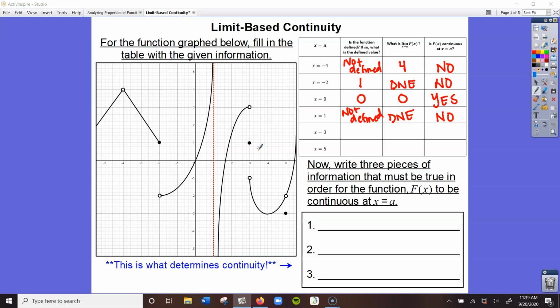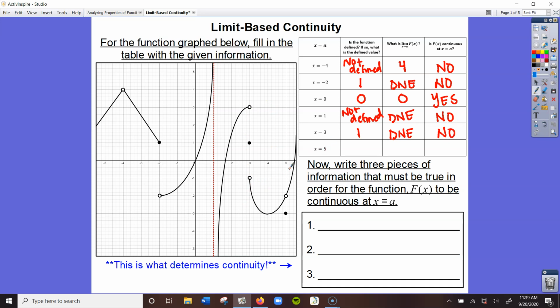At x is equal to 3, we have the defined value, which is at 1. And if I try to calculate the limit from the left and from the right, we see that they are not equal, therefore this limit does not exist. This is another example of jump discontinuity, so this is not continuous.